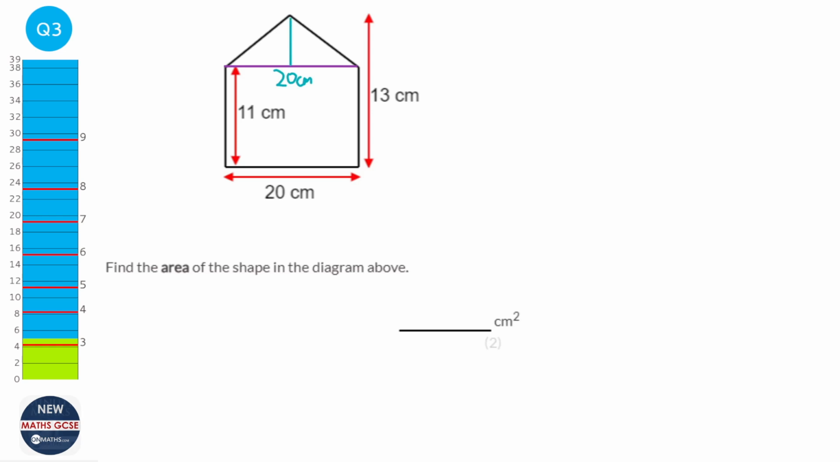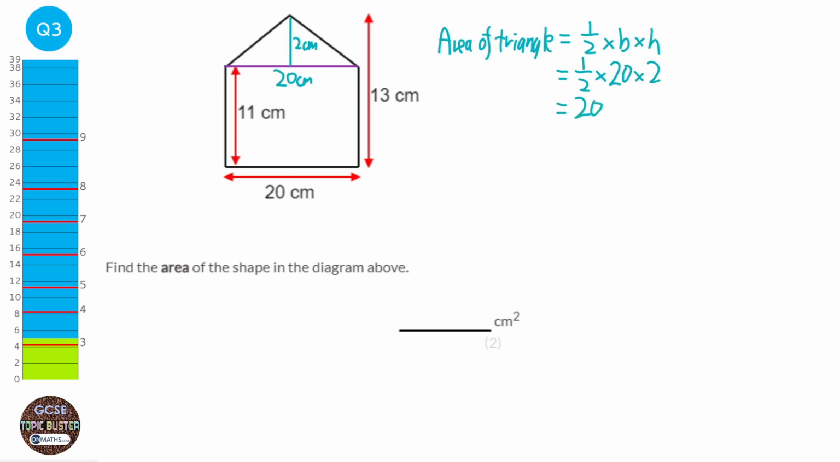And to find that, what we can look at is the fact that the total height of the whole thing is 13, and the height of the bit we don't want is 11. So what's left over? Well, 2 centimeters will be left over, so the height will be 2 centimeters of the triangle. So let's work out the area of the triangle first. Which is going to be half times base times height. Half times the base, which is 20, times the height, which is 2, will just give us 20.